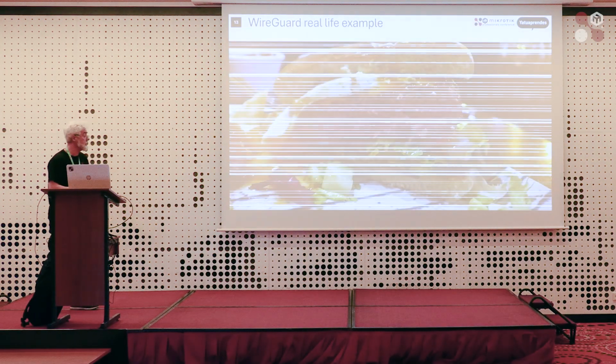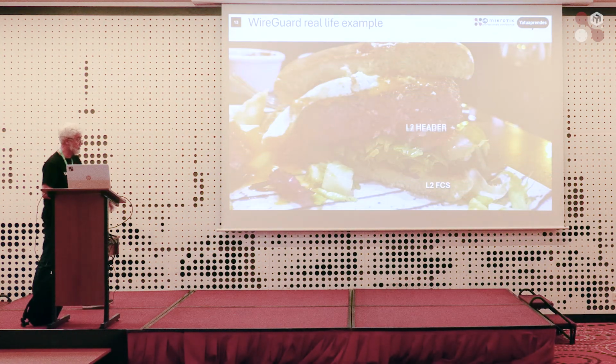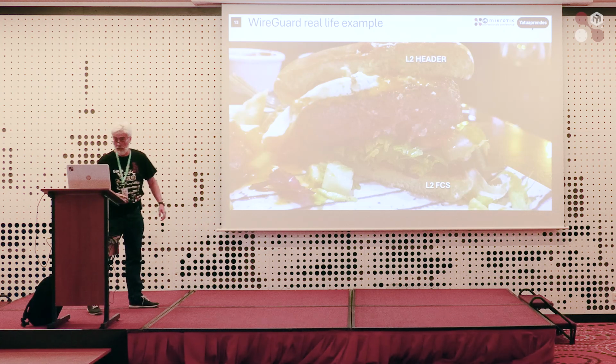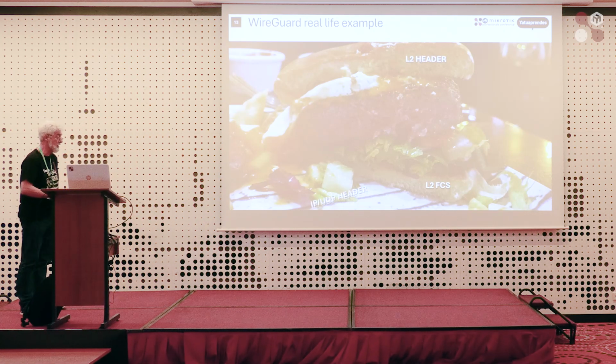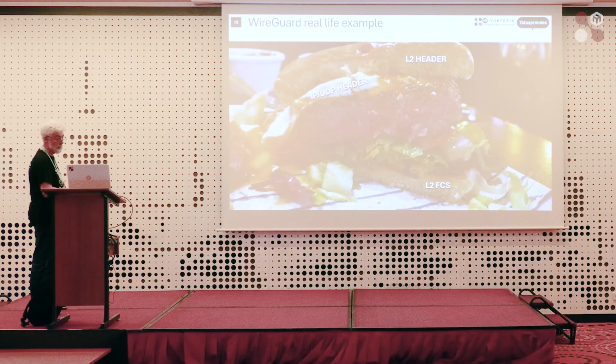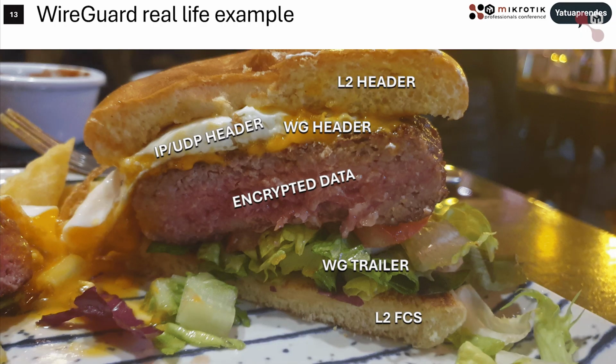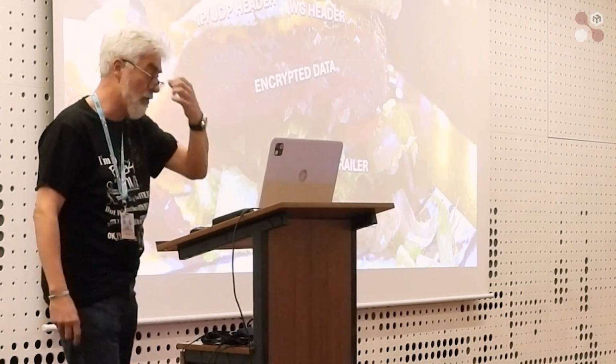We are going to look at a real-life example of a WireGuard packet. Here we have the layer 2 header and trailer. You have here the IP and UDP header of the packet. This is the WireGuard protocol, and that is the encrypted data. We don't know what kind of meat is that. It's encrypted. And maybe this is fragmented data, or maybe a lost packet, I don't know.